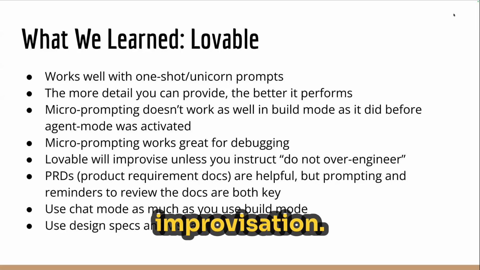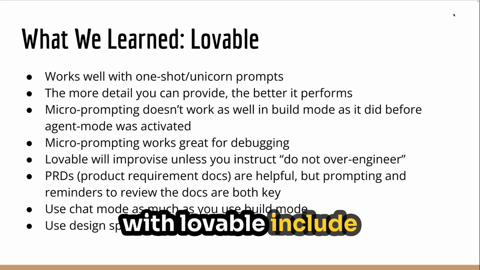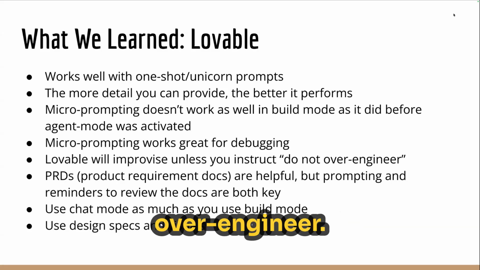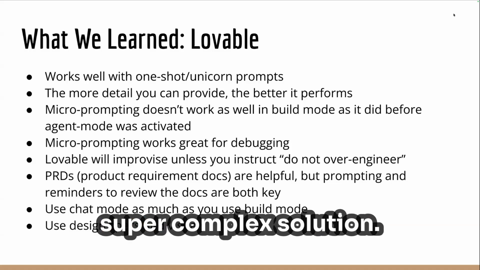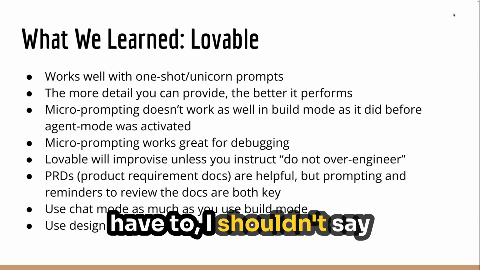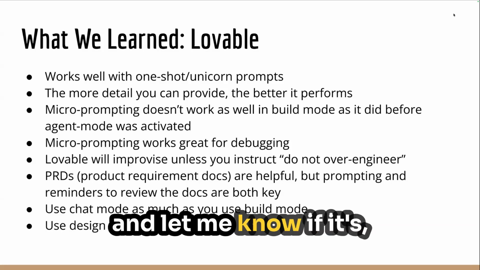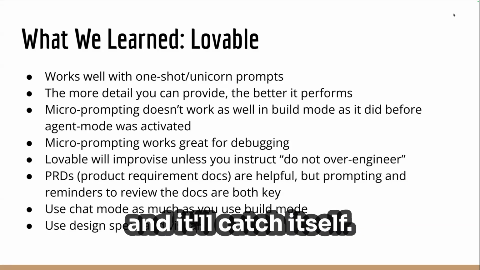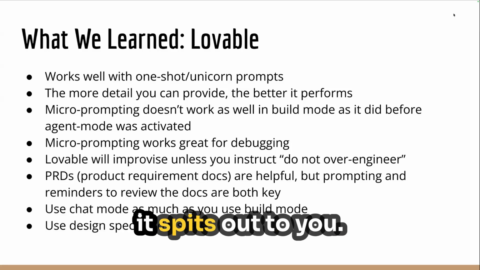I mentioned the improvisation. Most of my prompts and conversations with Lovable include the words "do not over engineer," because if you don't tell it that, it's going to create a super complex solution. And several times I'll have to go back in and say, please reanalyze the solution presented and let me know if it's over-engineered, and it'll catch itself. So you do have to stay on top of it and read the plans that it spits out to you.